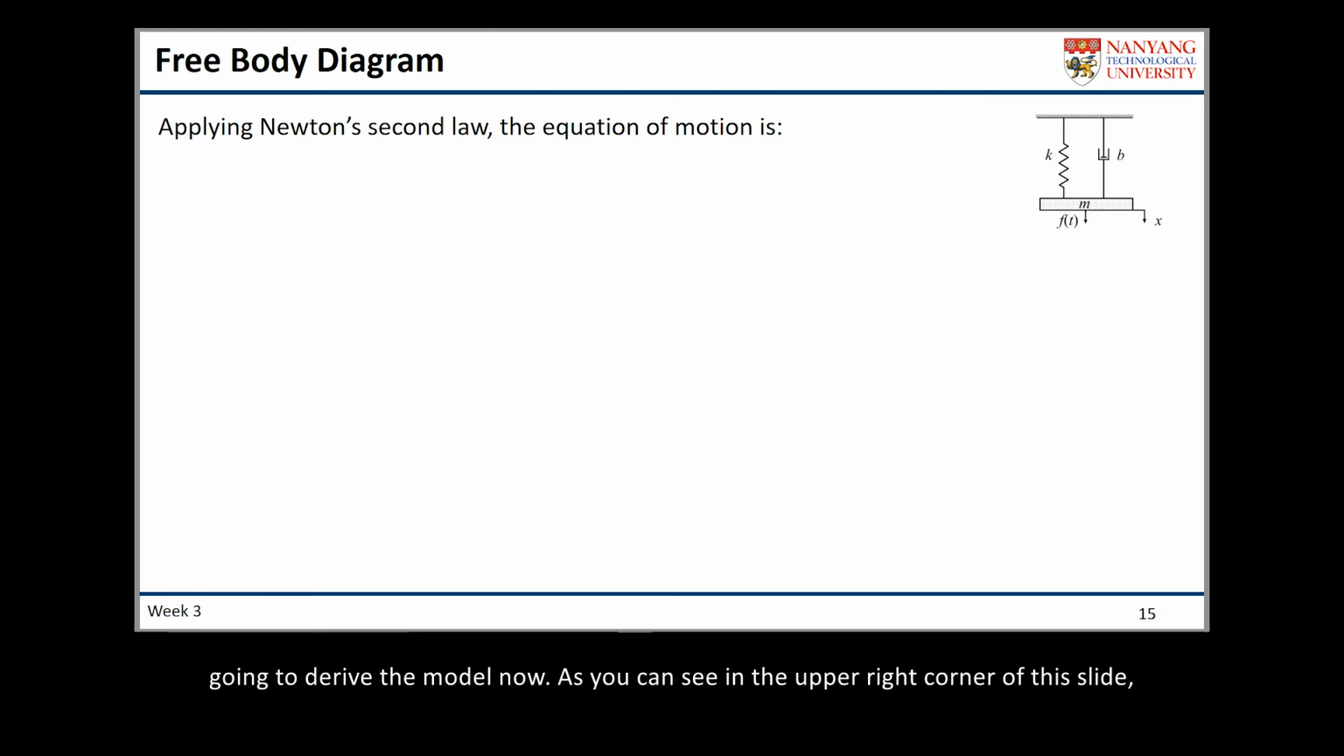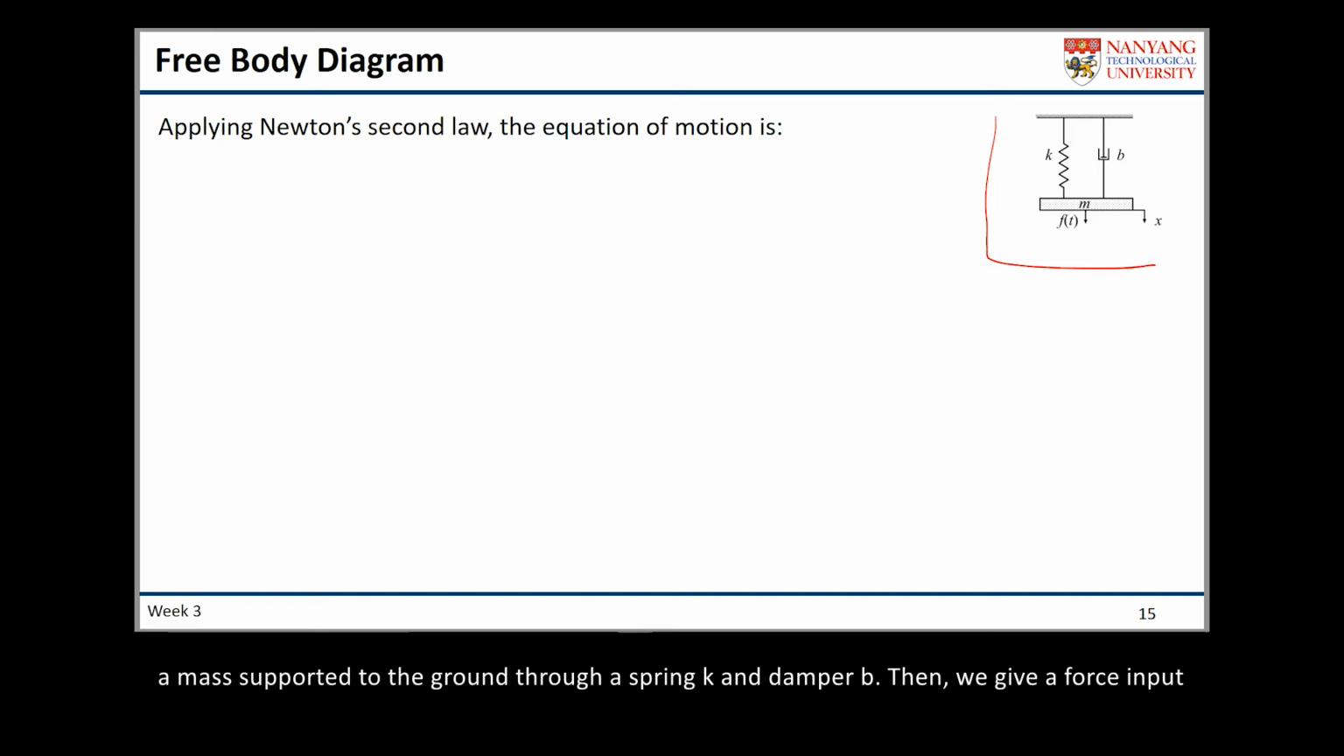As you can see in the upper right corner of this slide, we have the model again. I redraw the system there. So we have a mass supported to the ground through a spring k and a damper b, and then we give a force input to the system. As a consequence, the mass will be displaced by x. So x is the output in this case. We are going to find the relationship between input f and output x. So how to do that?